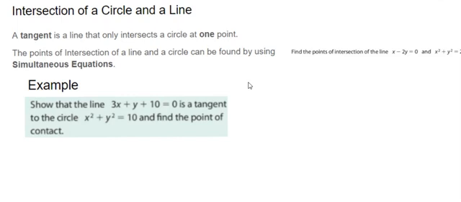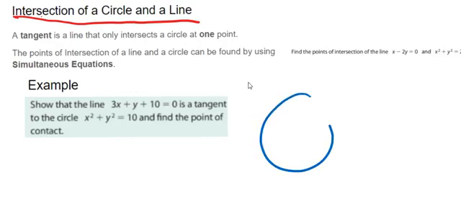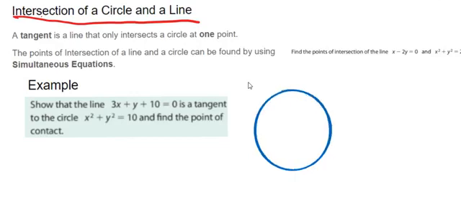Okay, so this is the intersection of a circle and a line. So first thing we have is that a tangent is a line that only intersects a circle at one point. So if you think about what that means, if you have a circle on a graph, a line that only intersects it at one point, so there's one point on the circle, so the line can only intersect it at one, so a tangent to that point would have to be something like that.